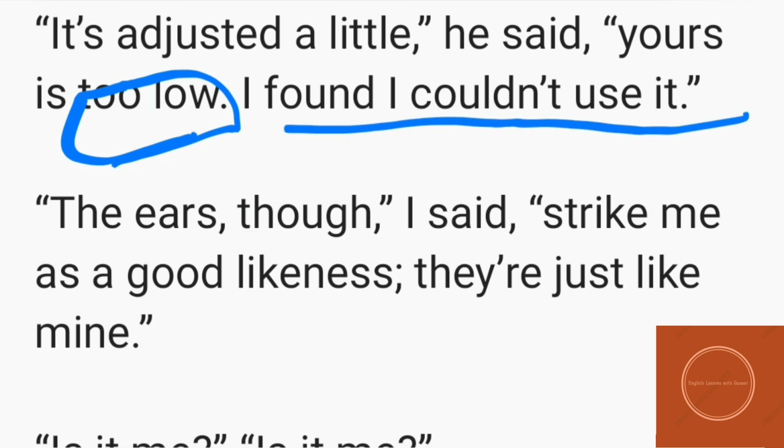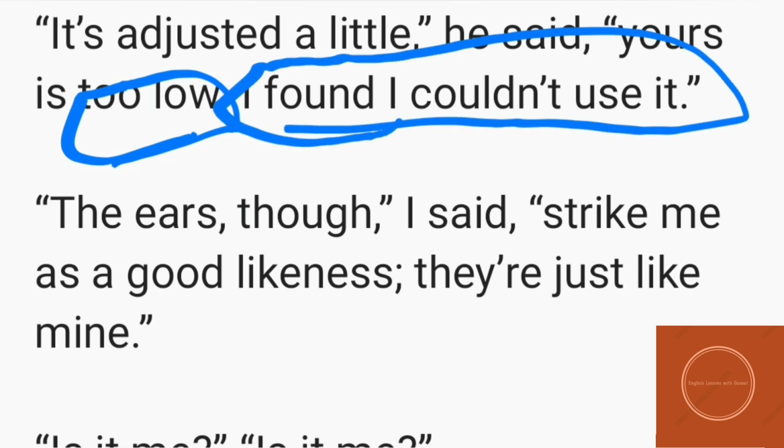He's saying in a sense that he had to create something new. The person had come with a hope to get a photograph of himself and not to make changes in himself. And the photographer is saying that I couldn't use it. So this is a very wrong statement, a very mean statement that the photographer is making. "The ears, though, I said strike me as a good likeness, they are just like mine."